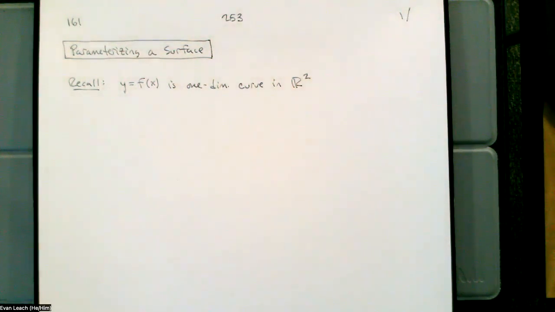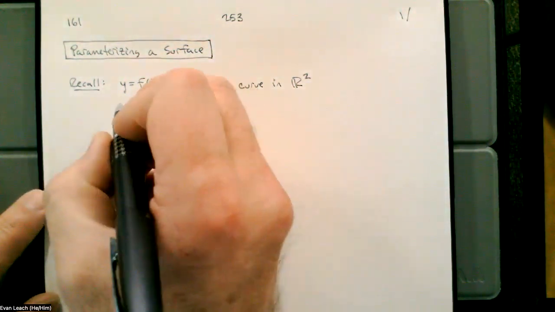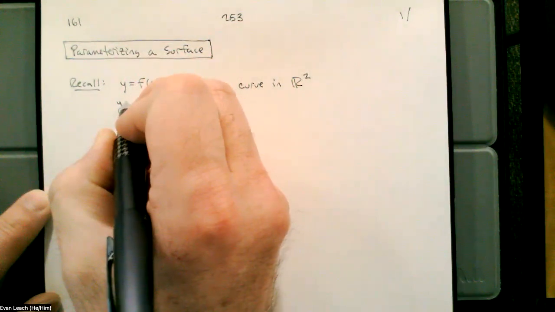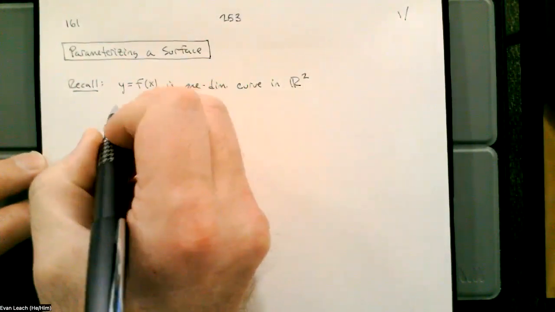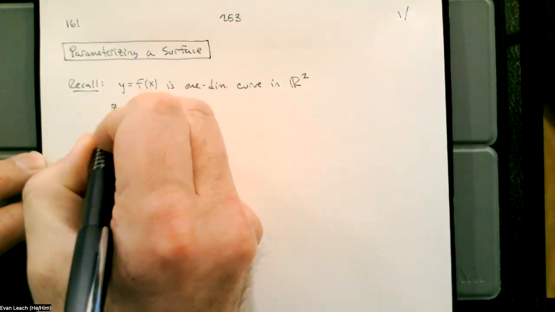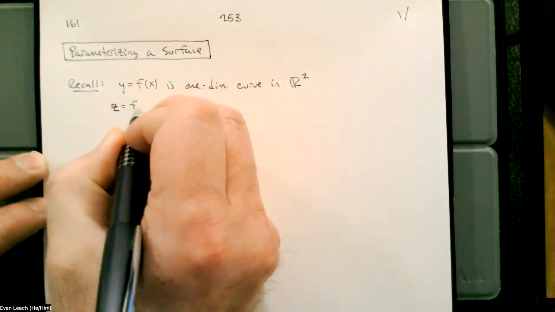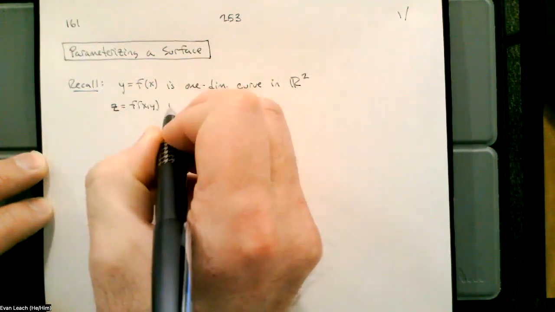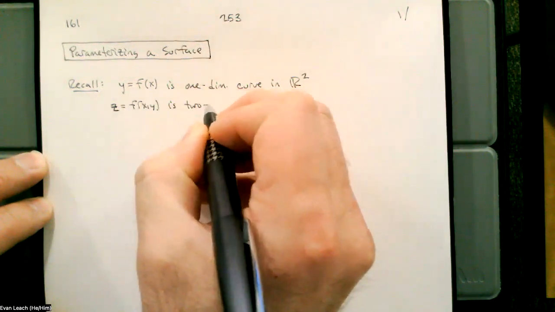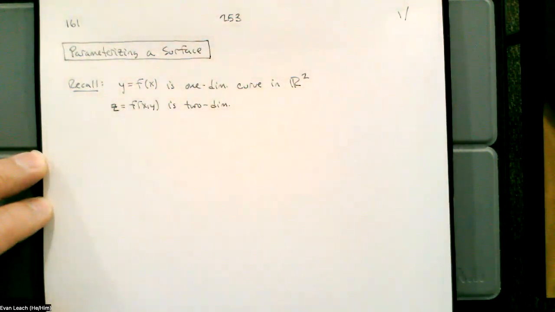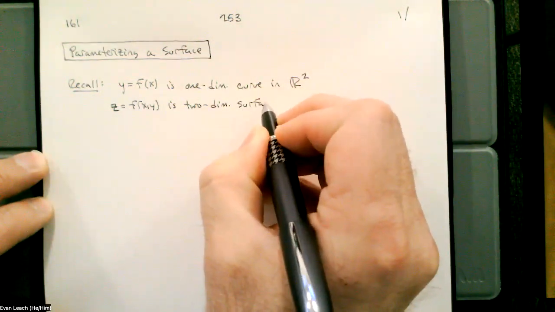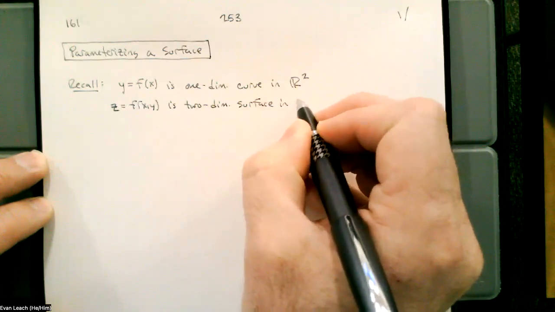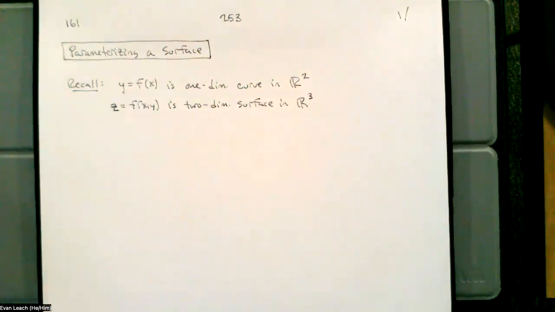And when we have a function of two variables, although we didn't call them y, it doesn't really matter, but let's do the standard thing, z, we have z equals f of x, y. We'll end up with a two-dimensional surface in R3, three-dimensional space.